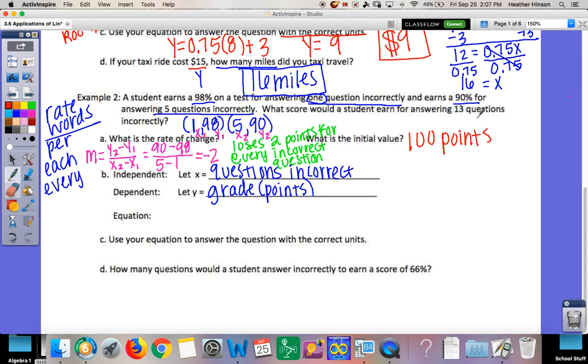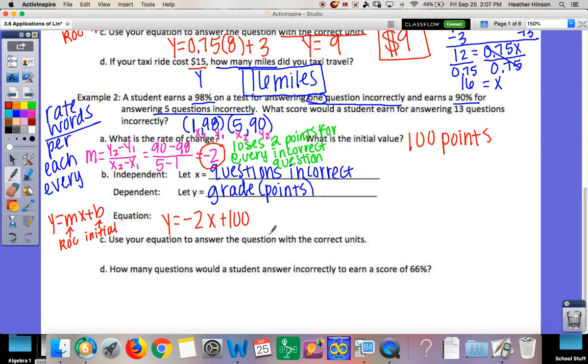It doesn't tell us that in the question, but it's expecting you to know. Before you get a single question wrong, you have 100 points on your test. So then we write our equation, y equals mx plus b. m is your rate of change. What was our rate of change? It was -2. So -2x plus, what's your initial? Before you get anything wrong, you have 100 points, so plus 100.